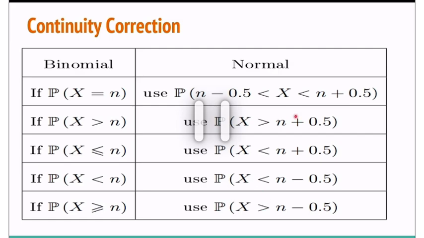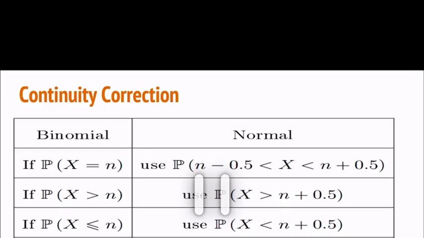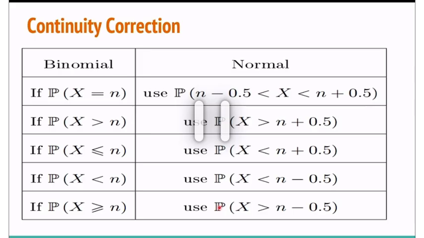If we don't do this, the approximation will have a huge error. I'm going to say that again: if you don't do this, the approximation will come with error, and an error is not good. So how do we minimize that? That is the reason why we have this continuity correction in place. The idea behind continuity correction is to minimize the error due to approximation.